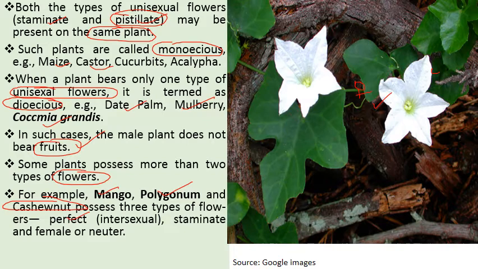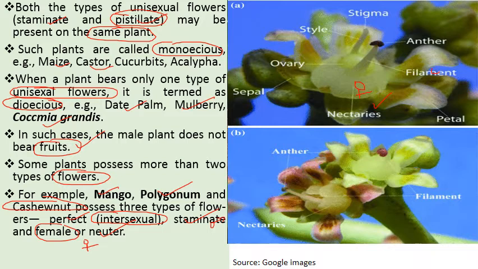For example, we have mango, Polygonum, and cashew nut. So these plants possess three types of flowers, which are perfect flower. Perfect means they bear both the reproductive structures, that is androecium as well as gynoecium. Then we have staminate flower, which bears only male reproductive structure, and the female flowers or neutral flowers, in which female reproductive structure is either both the structures are absent or non-functional.